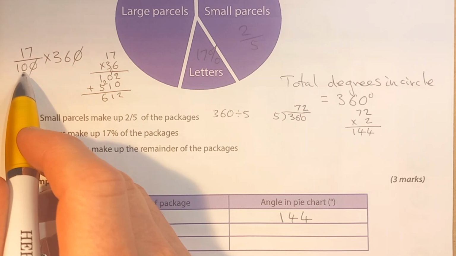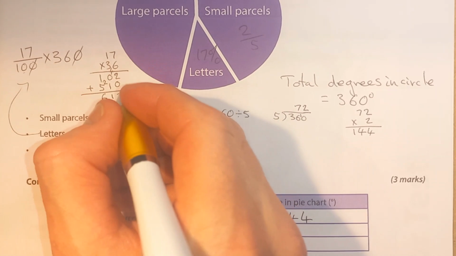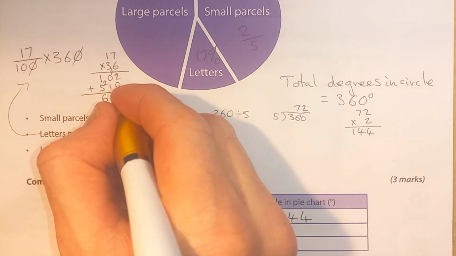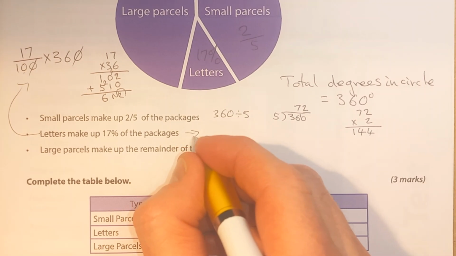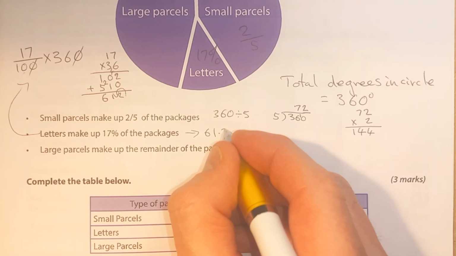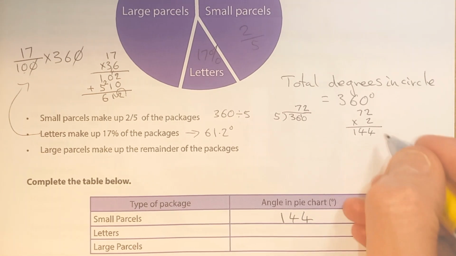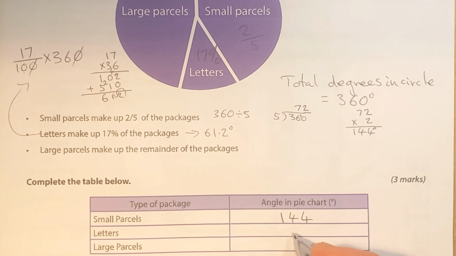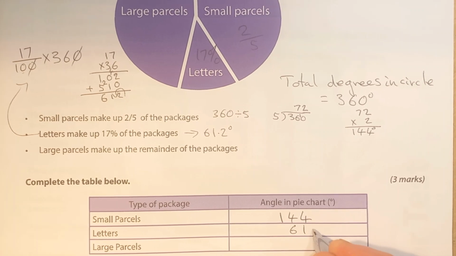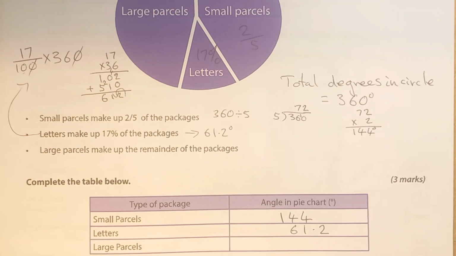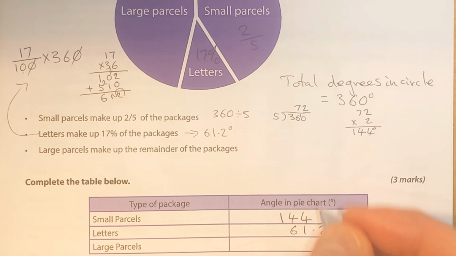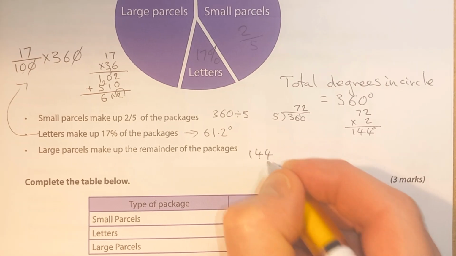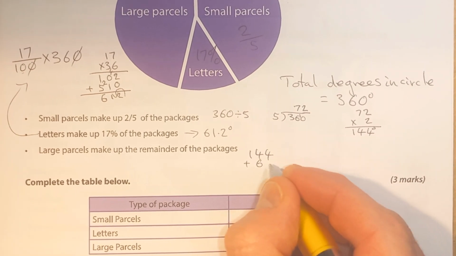But remember, we wanted to divide by 10 as well. So we can move the decimal point into here. So this is going to be 61.2 degrees. Okay, so we can put that in there for letters. So now we just need to work out the large parcels. So what I'm going to do is add together this 144 and a 61.2.